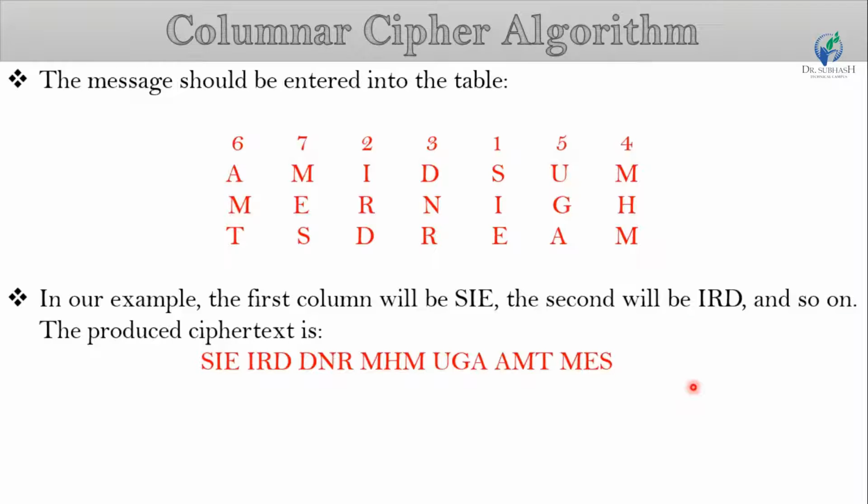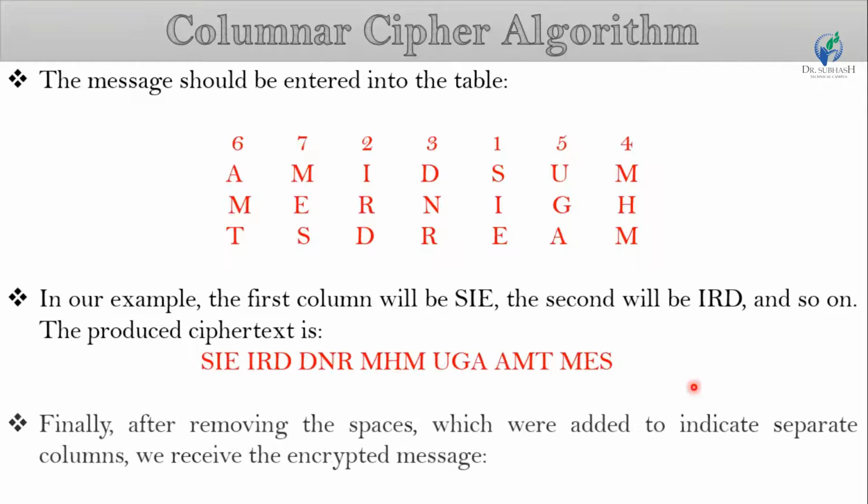So this way, finally, after removing all the spaces which were added to indicate separate columns, we receive the encrypted message like SIEIRDNRMHMUGAAMTMES. So this way we have encrypted our plain text into ciphertext with the columnar cipher algorithm.